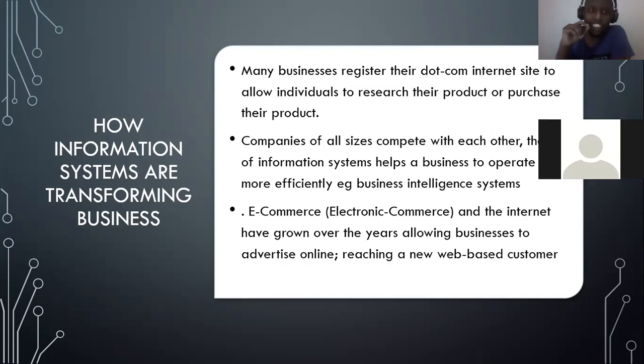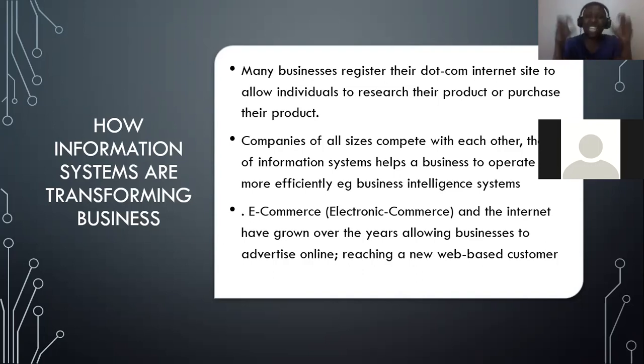Now, you know what Checkers did, right? Instead of people going physically to the outlet, they came up with a software called the Sixty60 app, where you can just shop online. That's what other businesses are doing too, because right now with this whole thing of social distancing, people are no longer going physically to companies. So businesses are registering their business on the internet so that individuals can research their product and purchase their product. That's why you see most of the time when you go on YouTube, there are a lot of adverts, right?